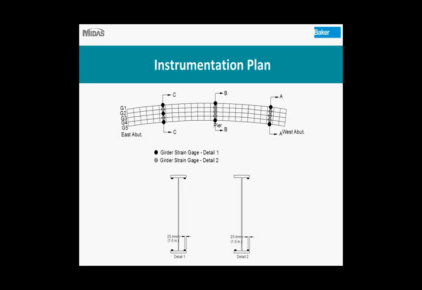And you can also notice from the details that we placed the gauges on top of the bottom flange and then on the bottom of the top flange. The gauges were placed on the bottom of the top flange to prevent damage when they were pouring the deck and putting the deck pans on. We wanted to minimize the amount of gauges that were going to get knocked off during construction.